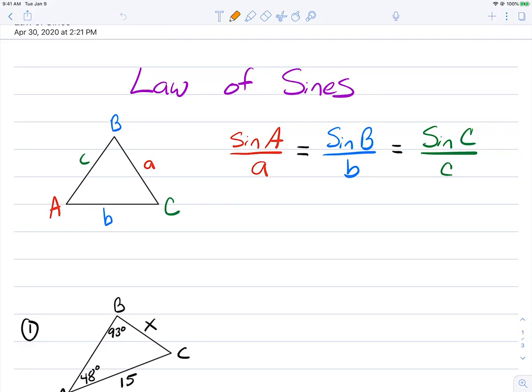So for my class, this is brand new. You may have seen it in an honors geometry class last year. Either way, it's probably either new or a good reminder for it.